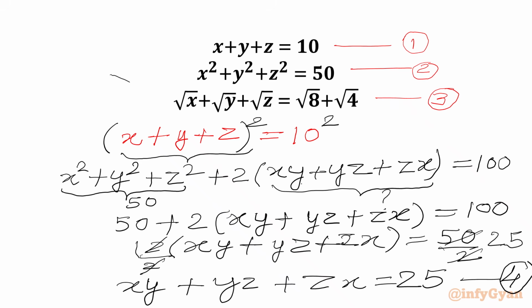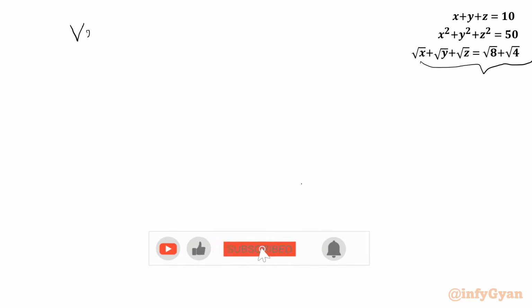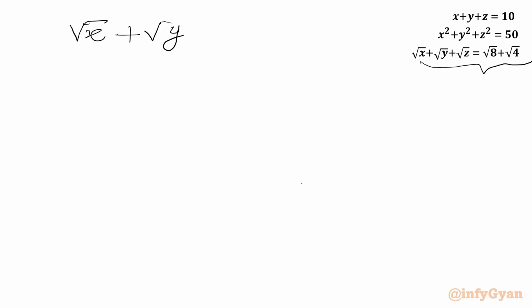Now we'll consider equation number 3 and we'll be squaring both sides. So let me write here equation number 3, which is written over here. We'll write square root x plus square root y plus square root z will be equal to, we have square root 8 which we can write as 2 root 2, and square root 4 which we can write as 2. Now we'll be squaring both sides.